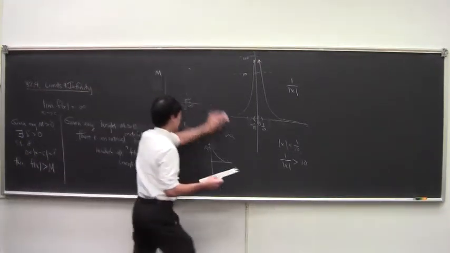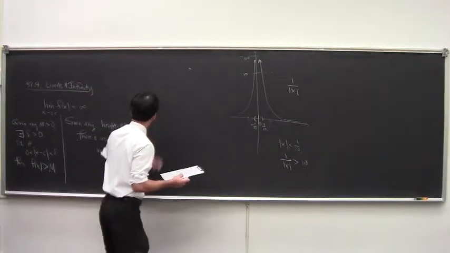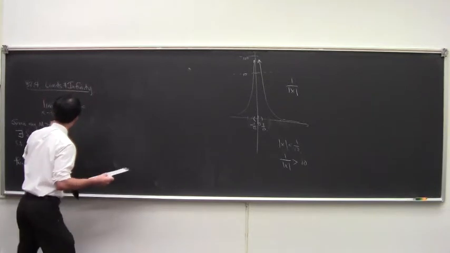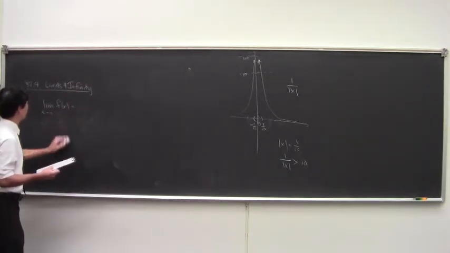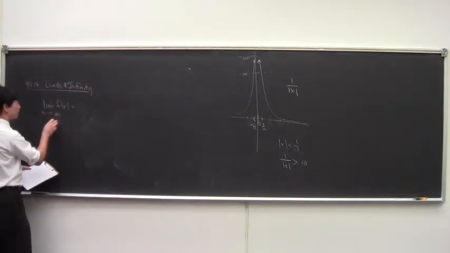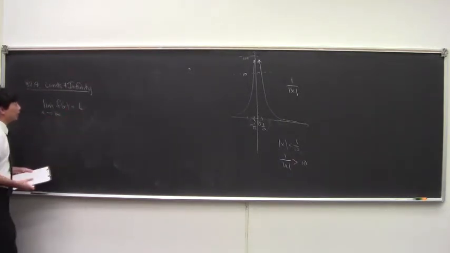Okay. So now let's go to the second half of 2.4. The second definition of 2.4 is this one. Just change this: x goes to infinity, and the limit is as before.